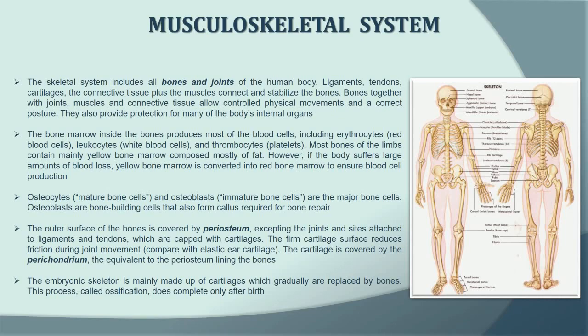The outer surface of the bones is covered by the so-called periosteum, except the joints and the sides attached to the ligaments and tendons, which are capped with cartilages. The firm cartilage surface reduces friction during your joint movement, and the cartilage is covered by the so-called perichondrium, the equivalent to the periosteum lining the bones. The embryonic skeleton is mainly made up of cartilages which gradually are replaced by bones, and this process is called ossification and completes only after birth.